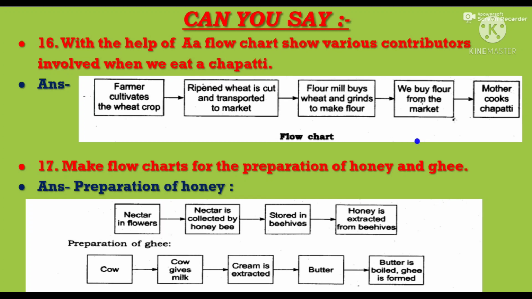The next is preparation of ghee. How can we make ghee? Yes, cow. Then cow gives milk. Then cream is extracted from cow's milk. Then from cream we make butter. Then butter is boiled and ghee is formed. So these are the steps of how to make ghee from cow's milk.